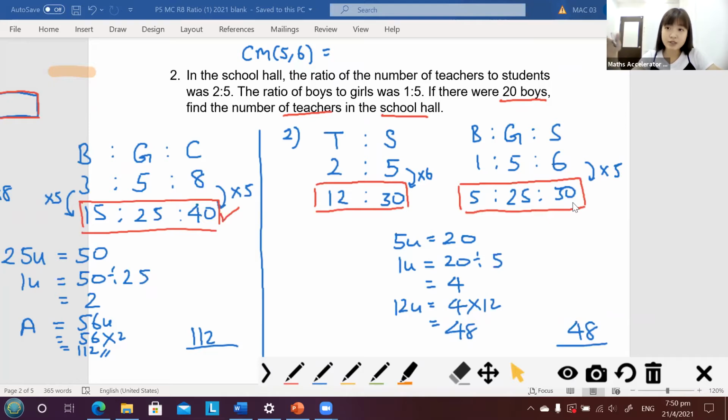So step by step, write down the ratio first, make the repeated identity the same. Then find 1 unit and look for what they want, step by step. Any questions before we go on to the next question? Okay, don't have, then we go to the next question, question 3.